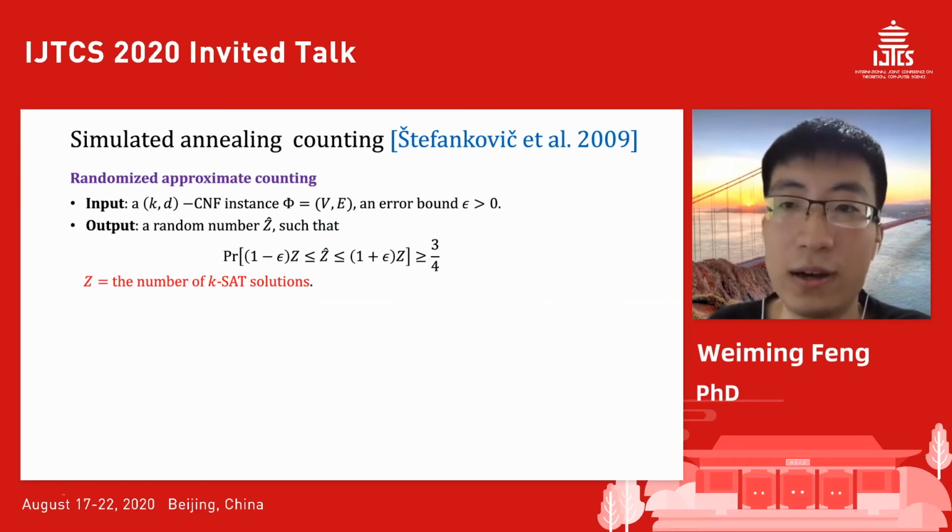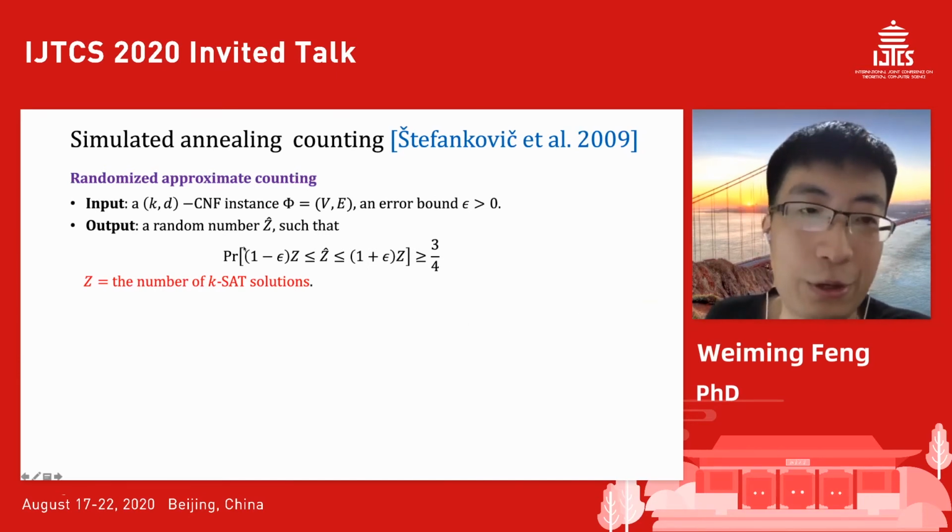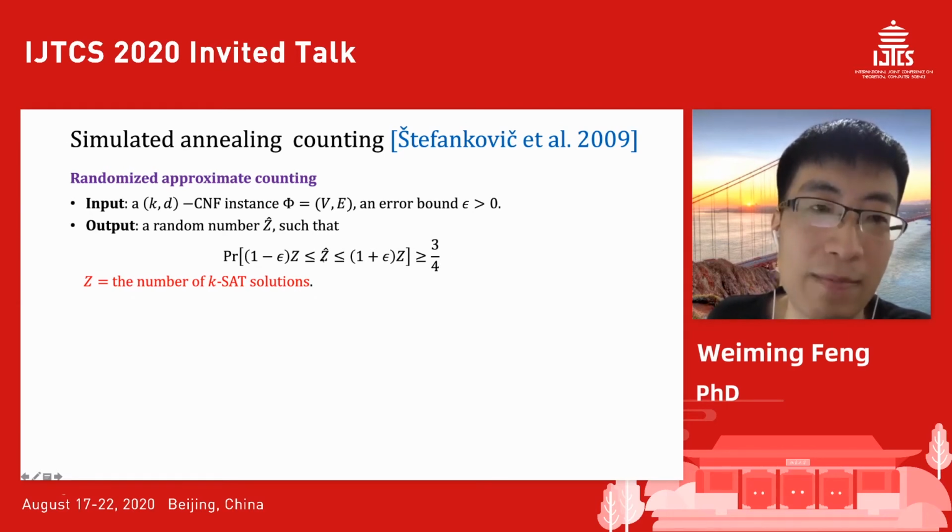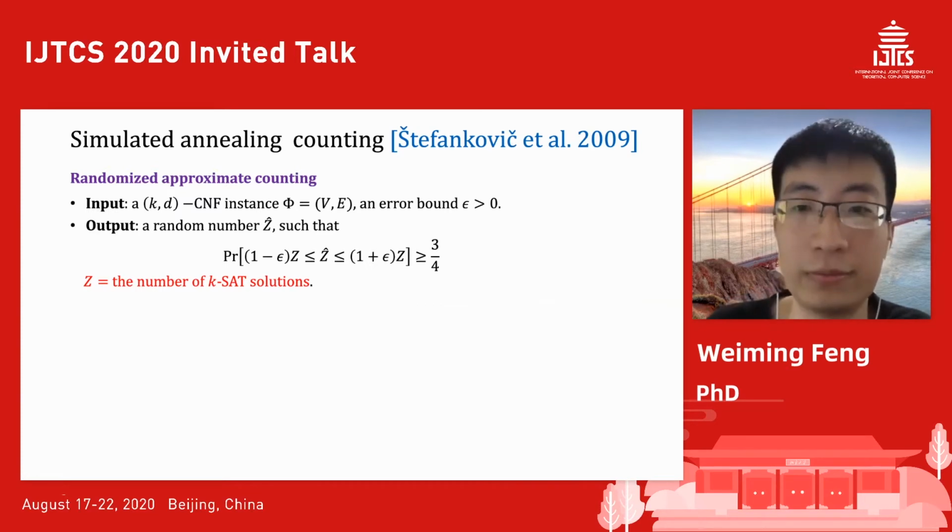Now let us have a quick look at the counting algorithm. We actually solve the randomized counting problem. The algorithm is required to output a random number z hat, such that with probability at least 3 over 4, z hat is an epsilon approximation to Z. Here Z is the number of k-SAT solutions. Here the number 3 over 4 can be replaced with any constant that is greater than 1 over 2.